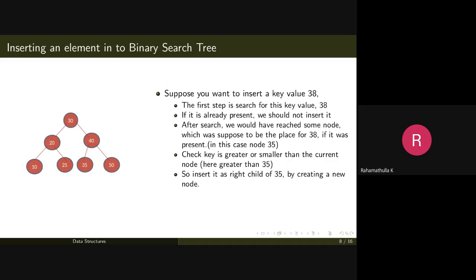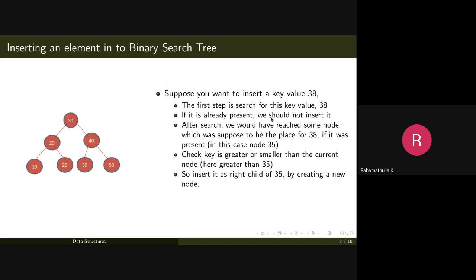Now let's look at inserting an element into a binary search tree, and then we can see how we can actually create a binary tree by simply inserting elements one by one. Suppose you have this binary search tree with you, then you would like to insert a key value 38. So before inserting an element into a binary search tree, we need to search for that element in the BST.